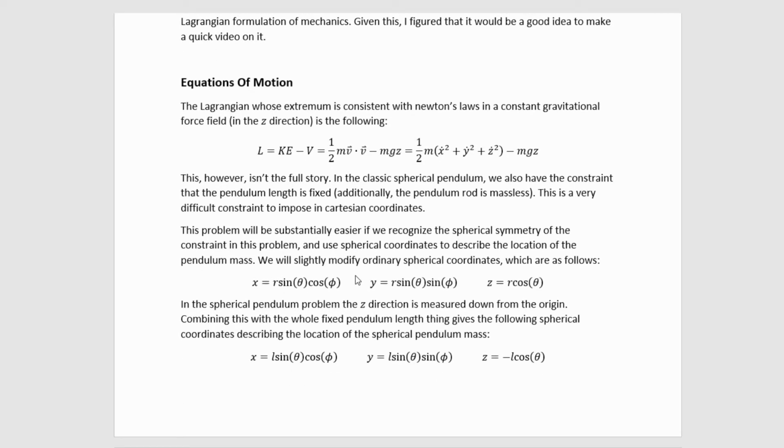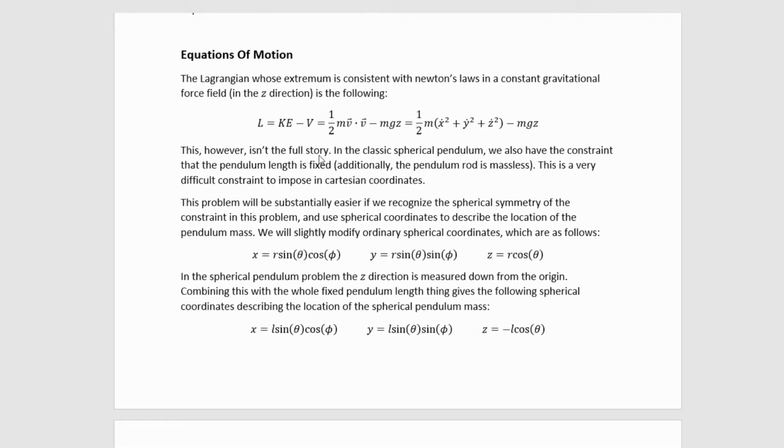As I said, it's very difficult to get the equations of motion via direct application of Newton's equations, but the Lagrangian approach makes it much easier because all we have to do is write out the energies and then take some partial derivatives, that being one of the central points of this problem. The Lagrangian whose extremum is consistent with Newton's second law in a constant gravitational force field in the z direction is this one right here. So we start with a standard Lagrangian for arbitrary Newton's equations, which is the kinetic energy minus the potential energy, and then we start plugging things in and expanding them out a little bit.